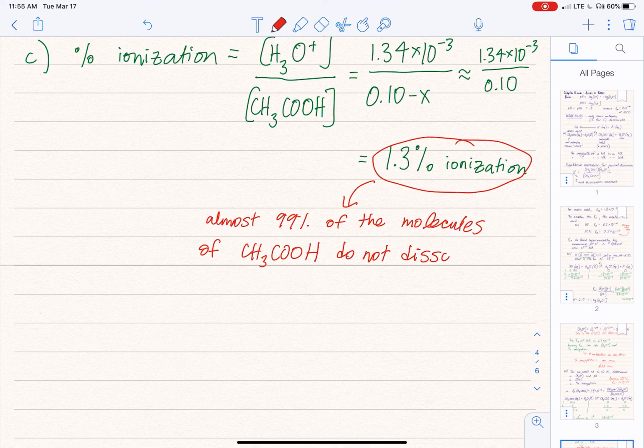Okay, so I hope that makes sense to everybody. In the next lecture, what I'm going to do is talk a little bit about weak bases. I'm also going to tell you why I made that assumption that minus X is negligible, and I'm going to explain to you guys when it's safe to make that assumption.